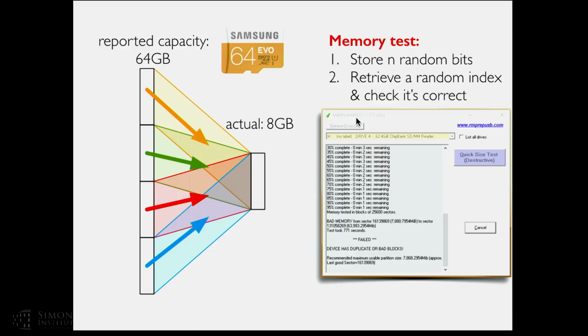Or, instead of checking all 64 gigabytes, you could just check a random bit and make sure that one bit is correct. Because the card doesn't know in advance which bit you're going to ask for, it still has to remember all n bits. So that's a classical problem and how you can test it.